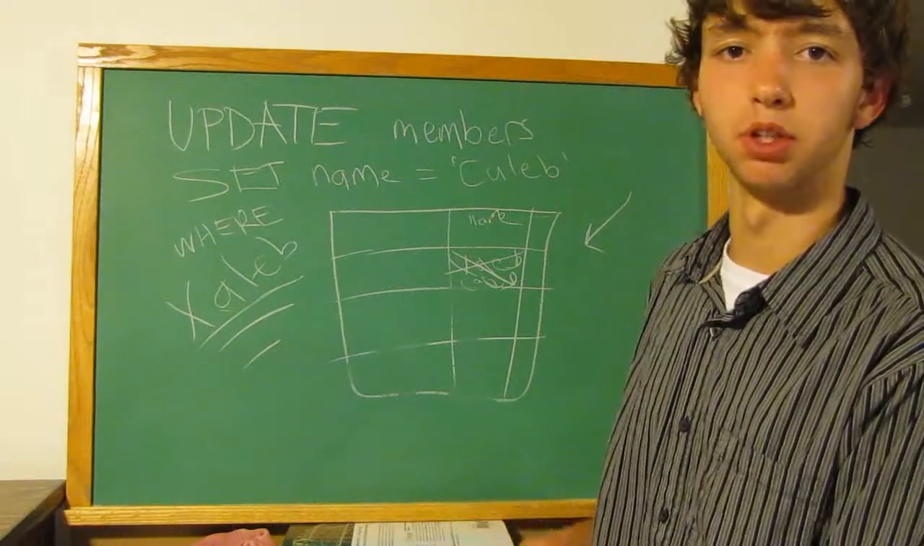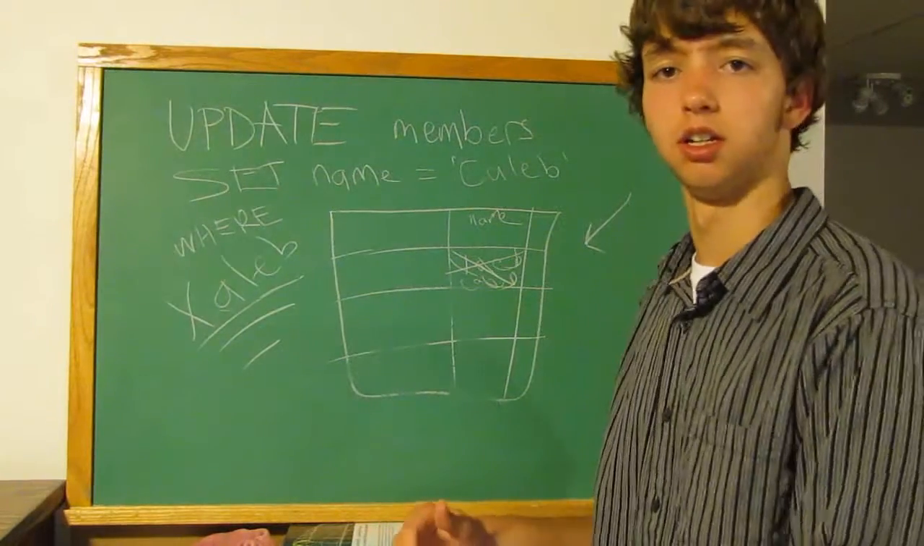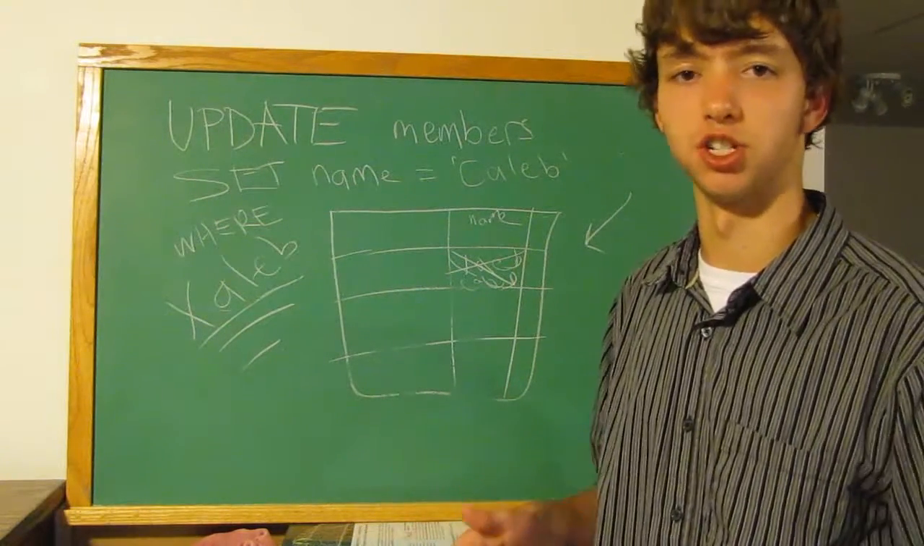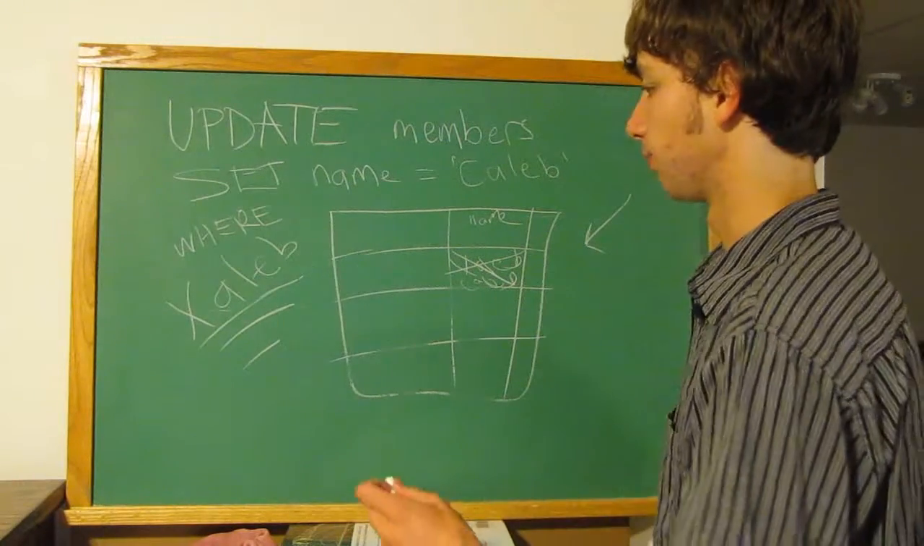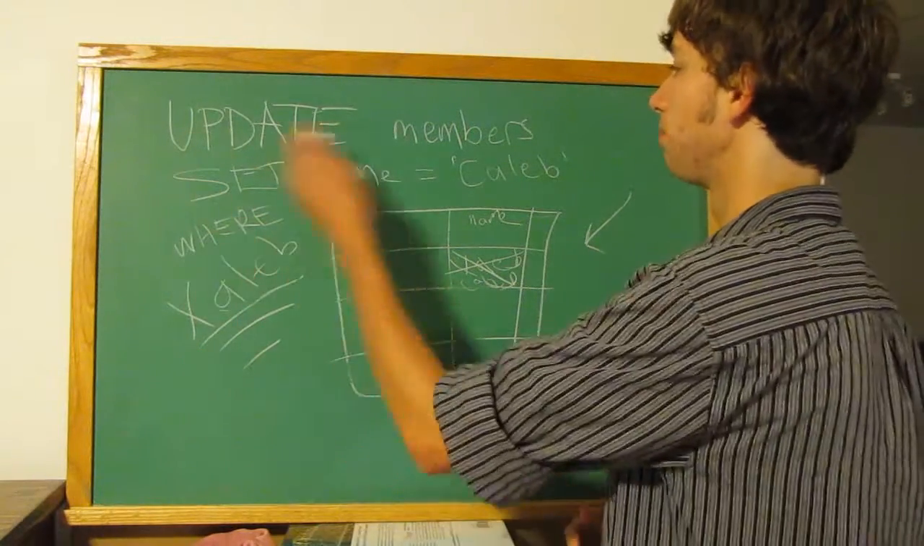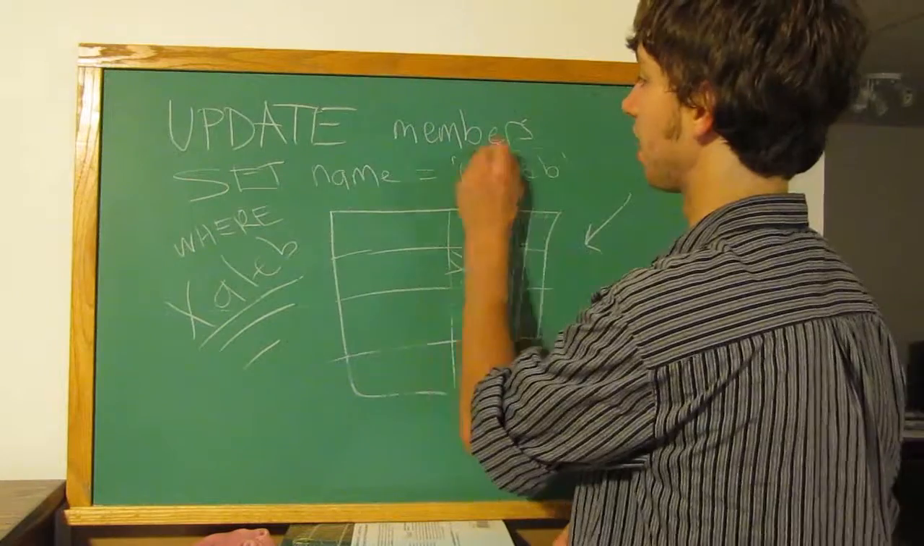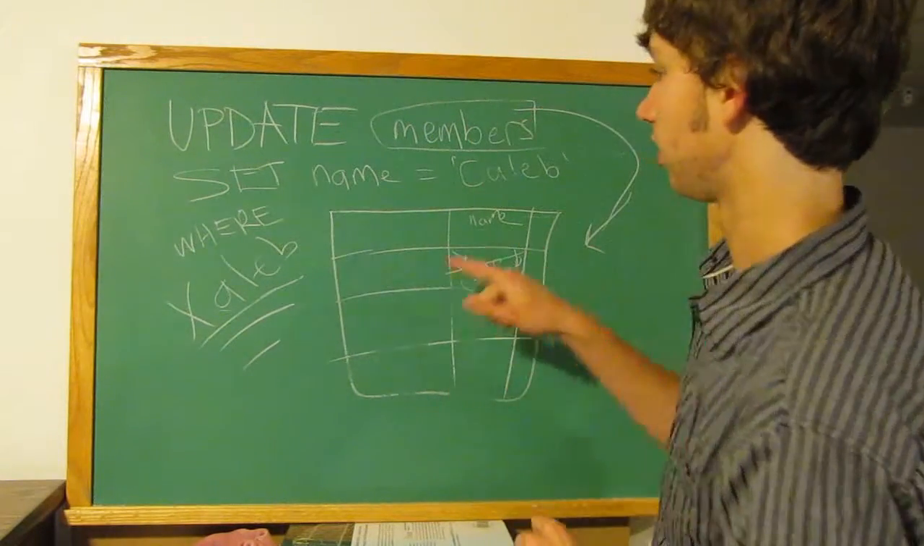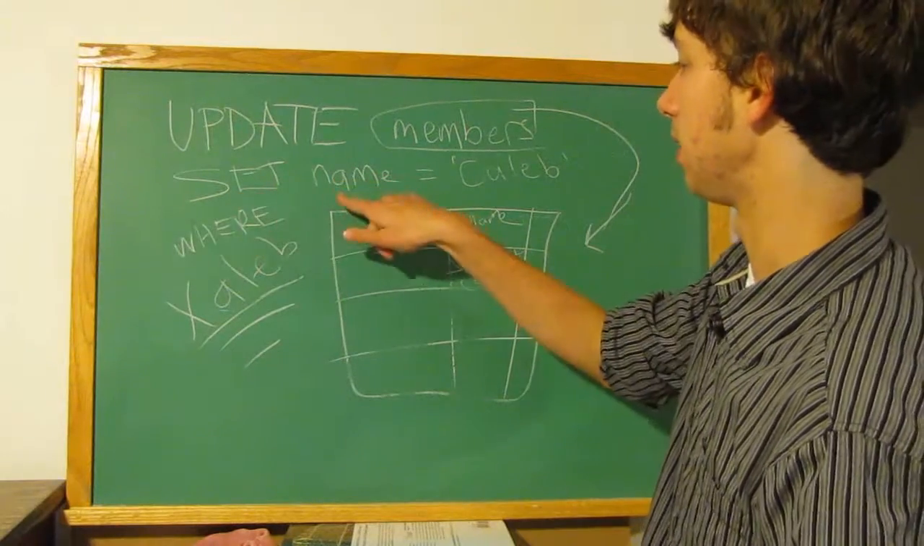So I always recommend doing it by the primary key, because that'll always be unique, because the primary key is unique, never changing, and always has a value. So that's what I would do. So I'd say update members, or whatever your table name is. So this is the table name. So this is members. Then you set the name.